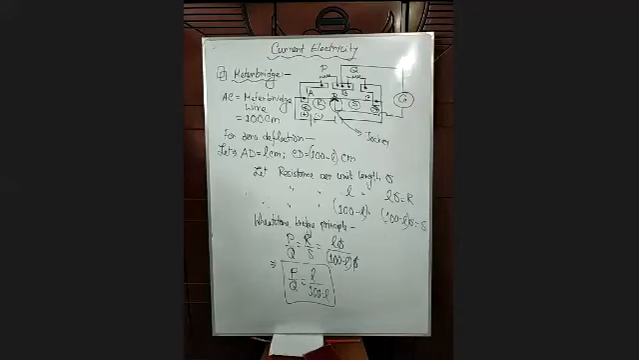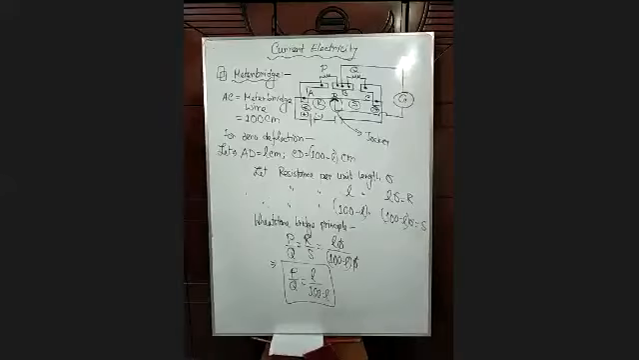Find the unknown resistance. Sir, 40 ohm. You have already solved it. 40 ohm. Okay, I will give some time to others. Whether it is correct or not, we will see.